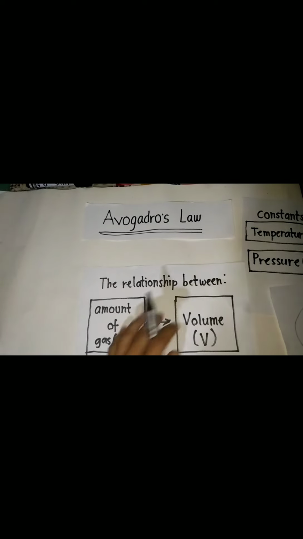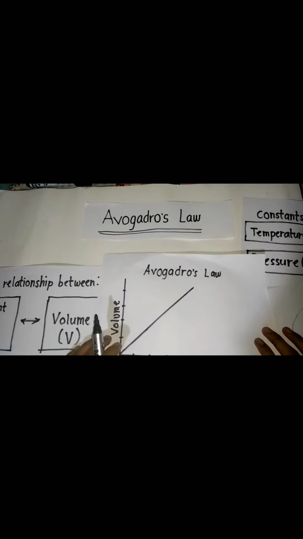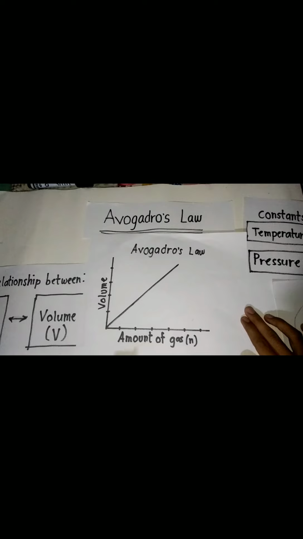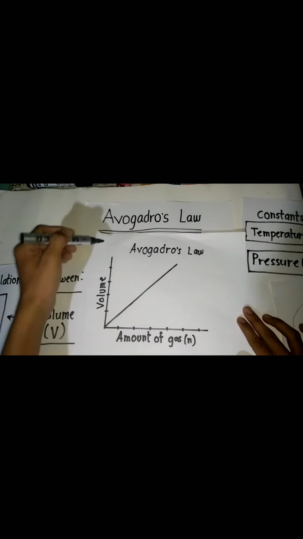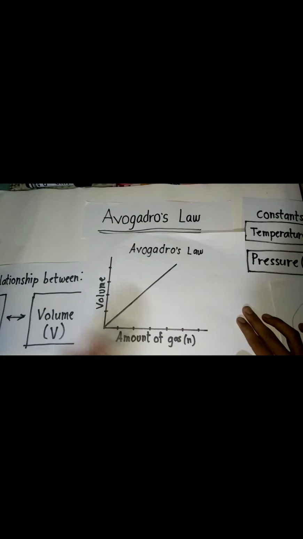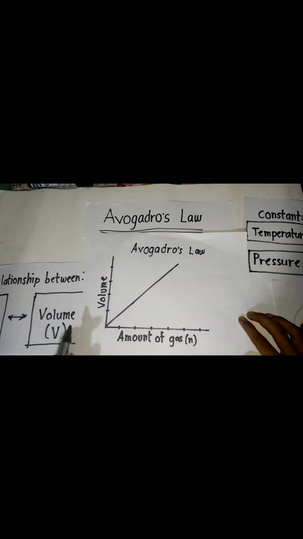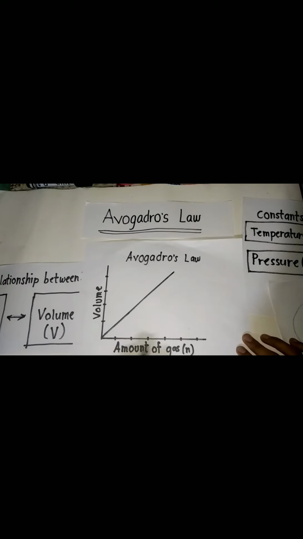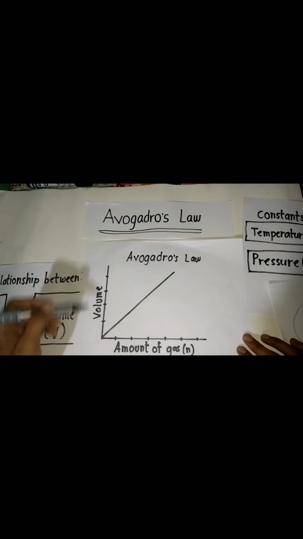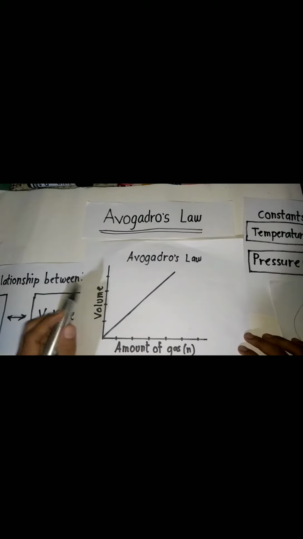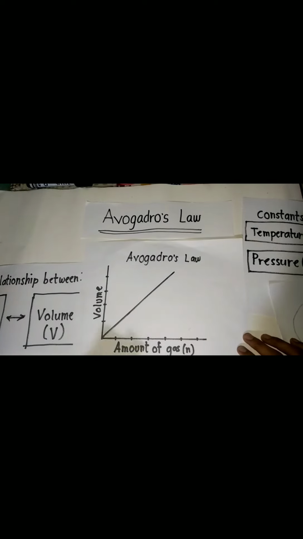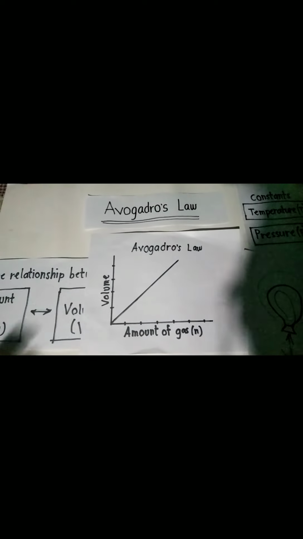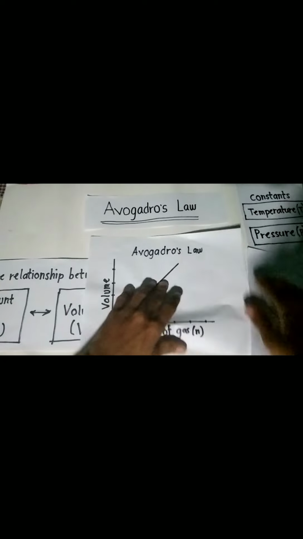Here's the graph that best represents Avogadro's law. So let's take a look here. As we increase the amount of gas, the volume increases. So they are directly proportional. So keep that in mind, that as we increase the amount of gas, the volume increases, or as we take gas out of it, the volume decreases. So, Avogadro's law is used a lot for math problems.